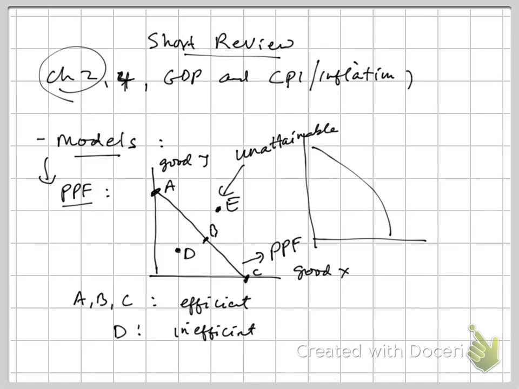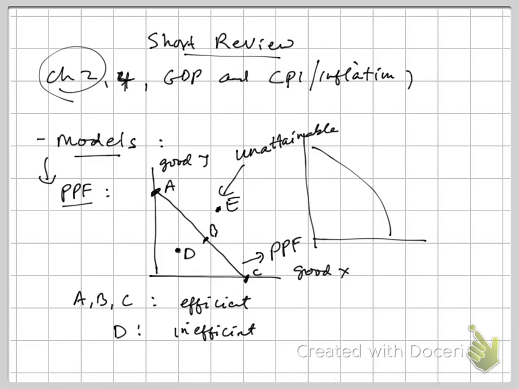Now, one of the things that we used the production possibility frontier for is to compare two people or two countries to determine which one has absolute advantage and which one has lower opportunity cost of producing things, which we call comparative advantage. So that's basically it on this.